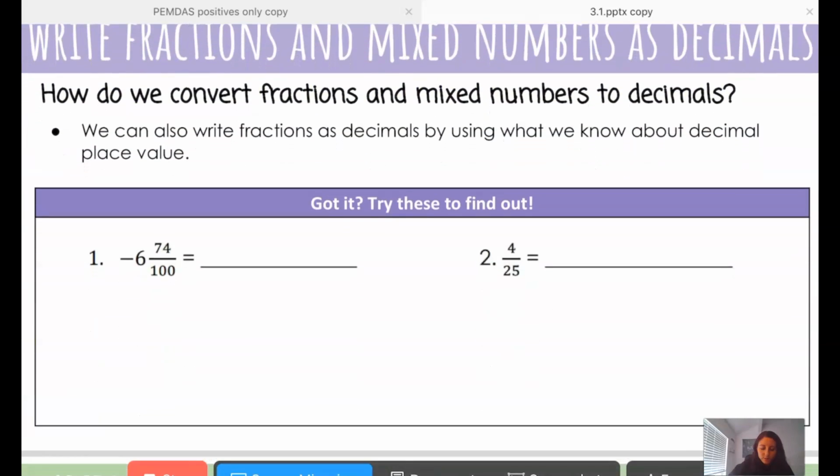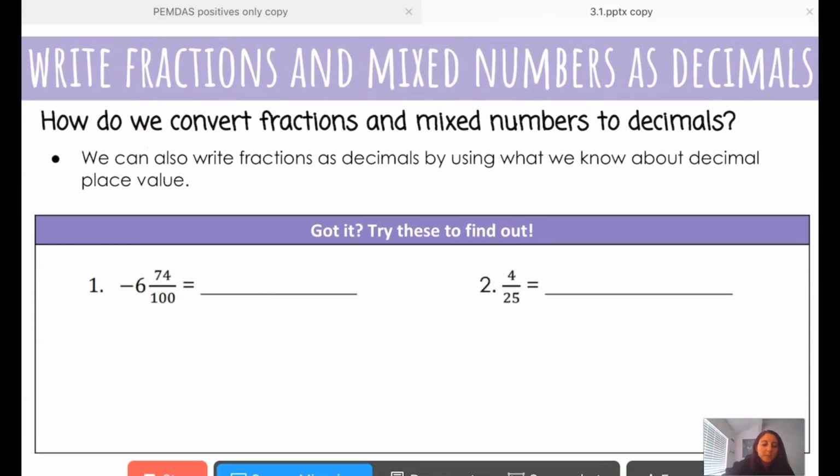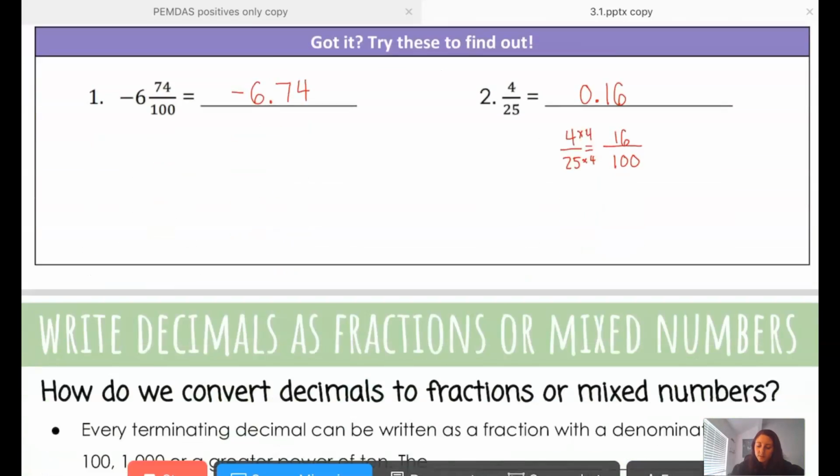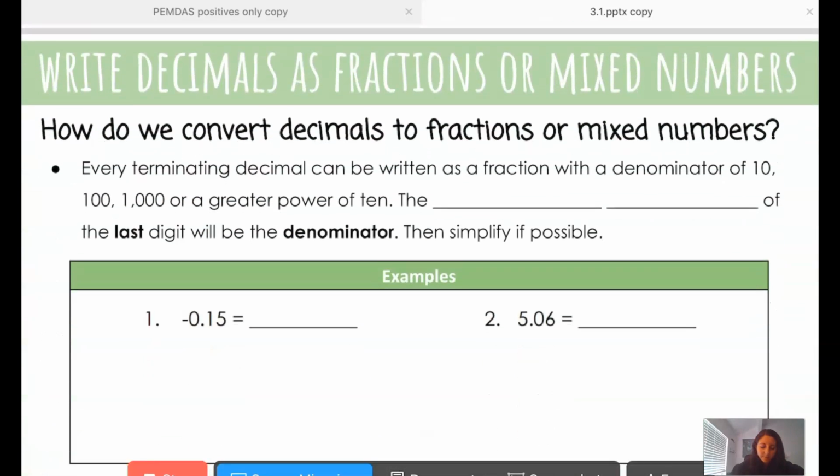All right, I want you to try these next two on your own. All right, check your answers with my answers. Now you could have divided the numerator by the denominator, or if you notice that you can make those decimal friendly numbers and just use the decimal place value, then you can do that.